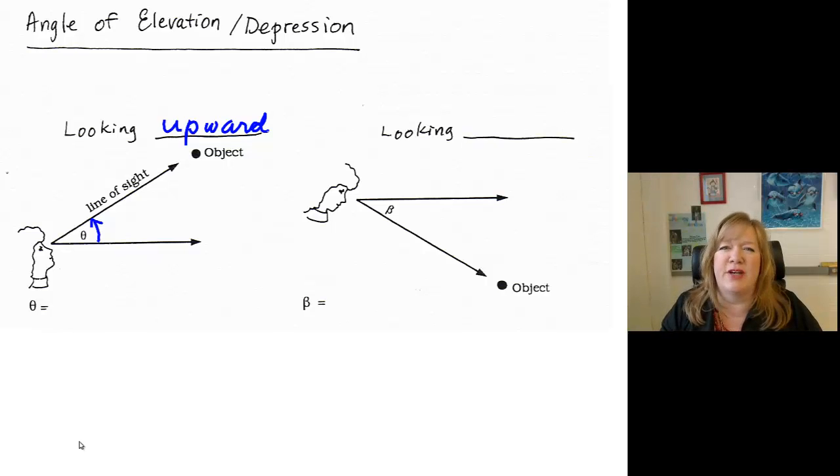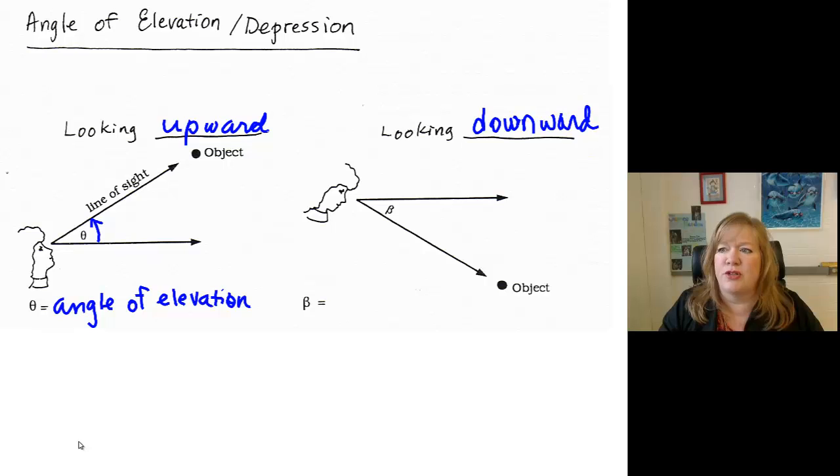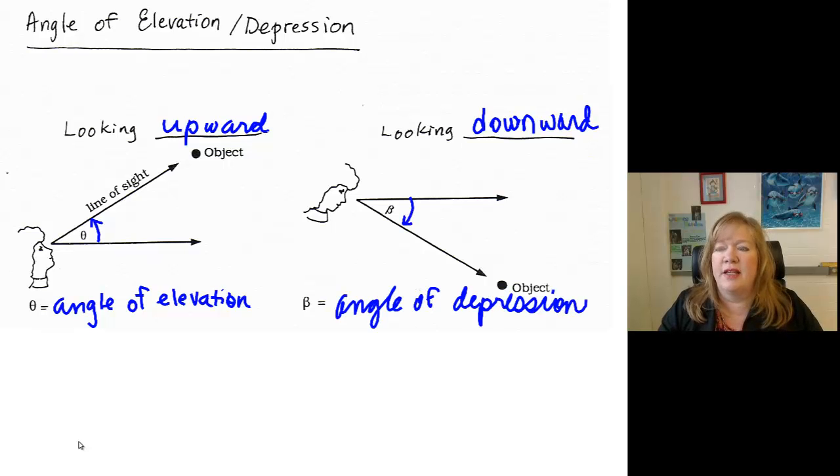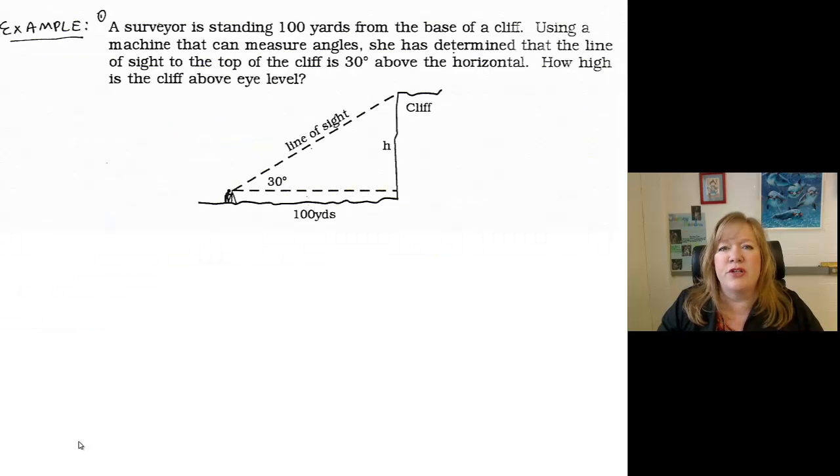And they even have those transits and things like that to measure that. That's what the road crews are using. Looking downward, that's the angle of depression. So here, angle of depression, you're looking down, you're down in the mouth. That is angle of depression. So here's our basic strategy.